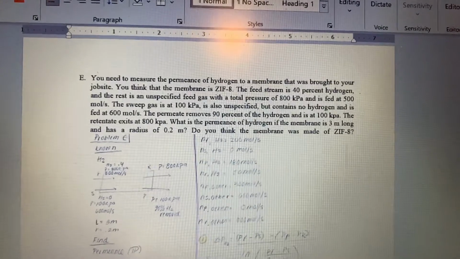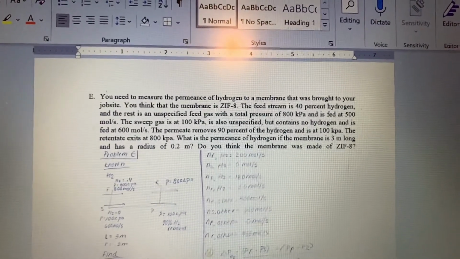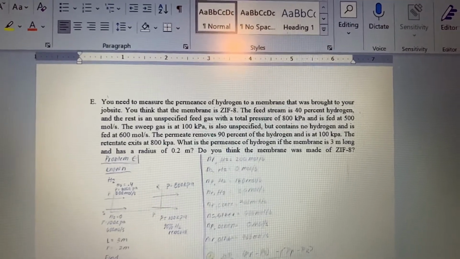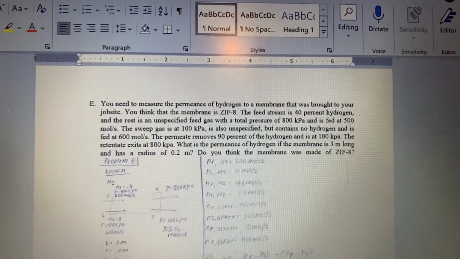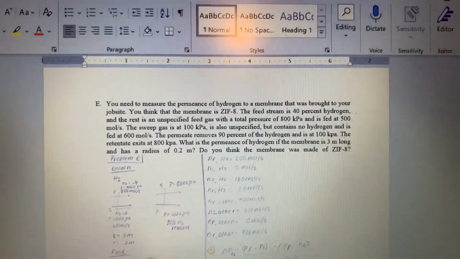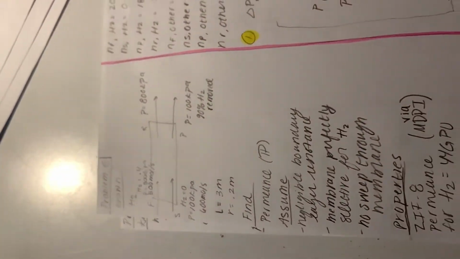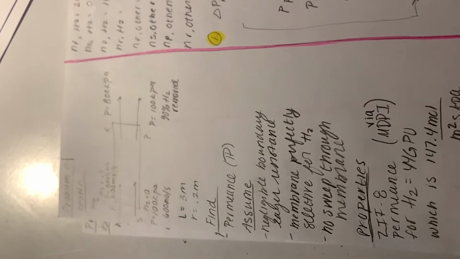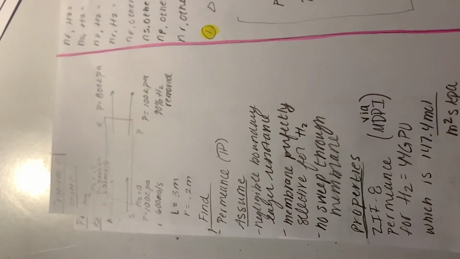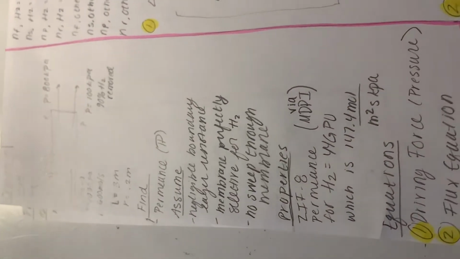Problem E is a membrane problem, and you're going to find the permeance of hydrogen, and your guess was that this membrane was made of ZIF-8, and you have to decide if it actually was made of ZIF-8. So here's my drawing to show that it is a membrane system, which is AB. Going to assume negligible boundary layer resistance. The membrane is perfectly selective for H2, and there is no sweep through the membrane.